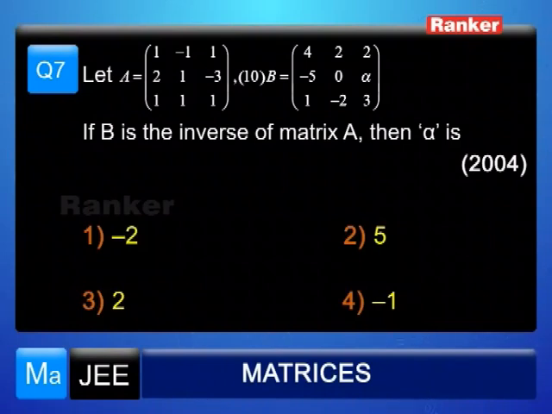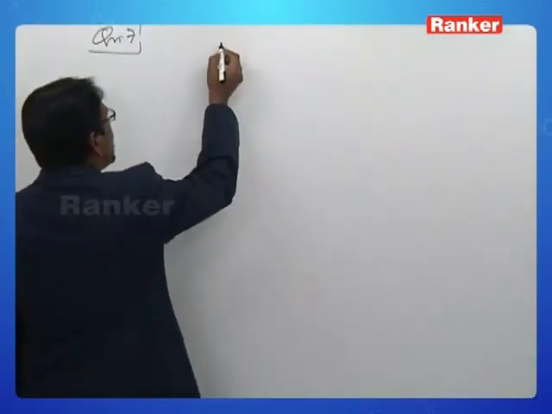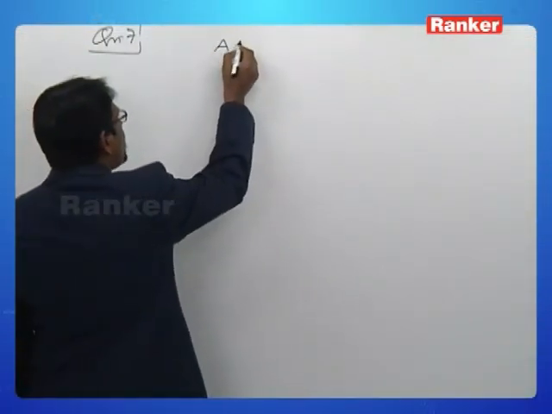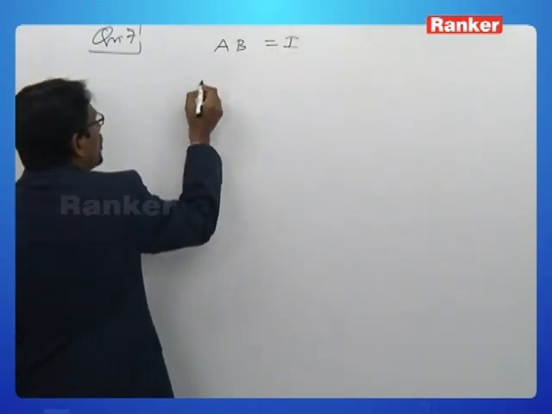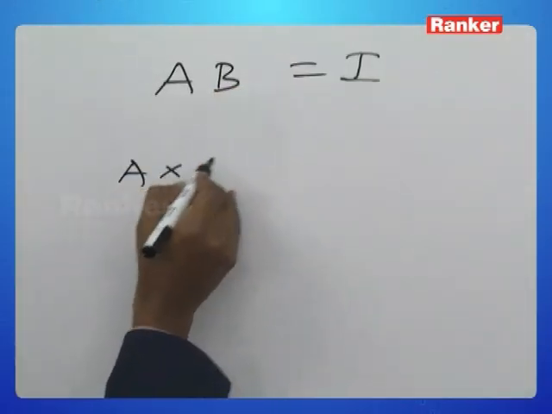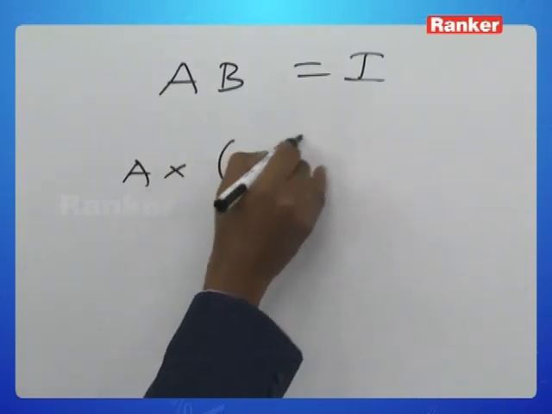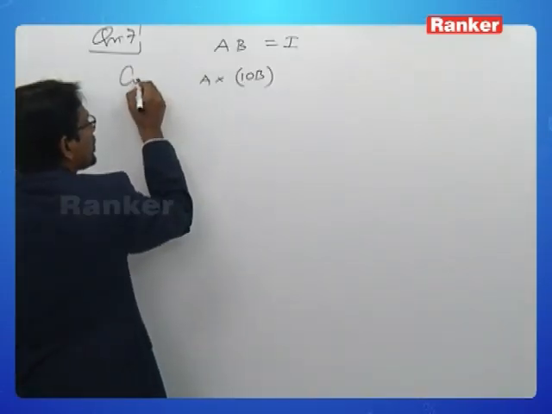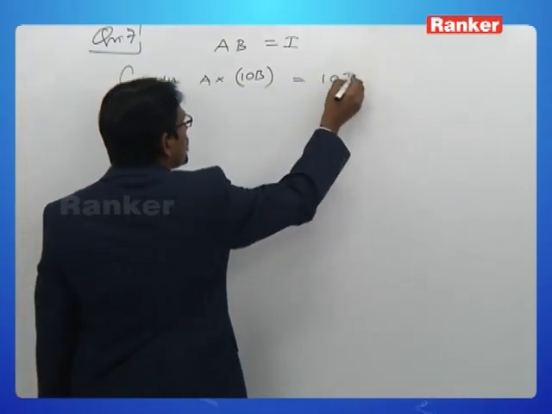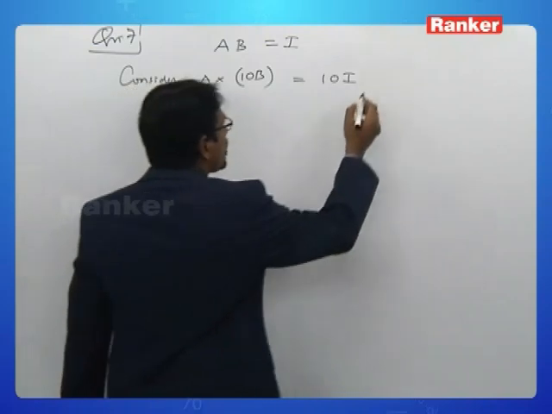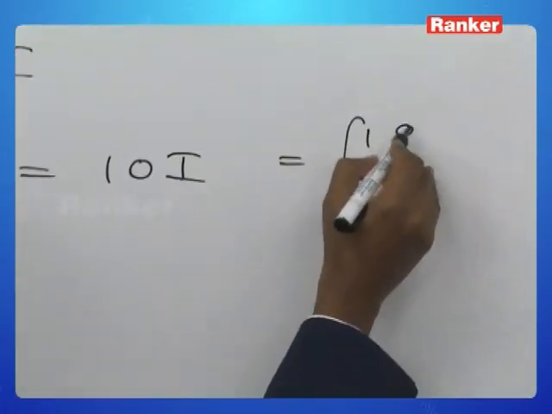So let's see. We are given that A and B are inverses of each other. So A into B is I. Now when you multiply A with 10B, let's consider this. What is that going to be? It's going to be 10I. That is 10, 0.